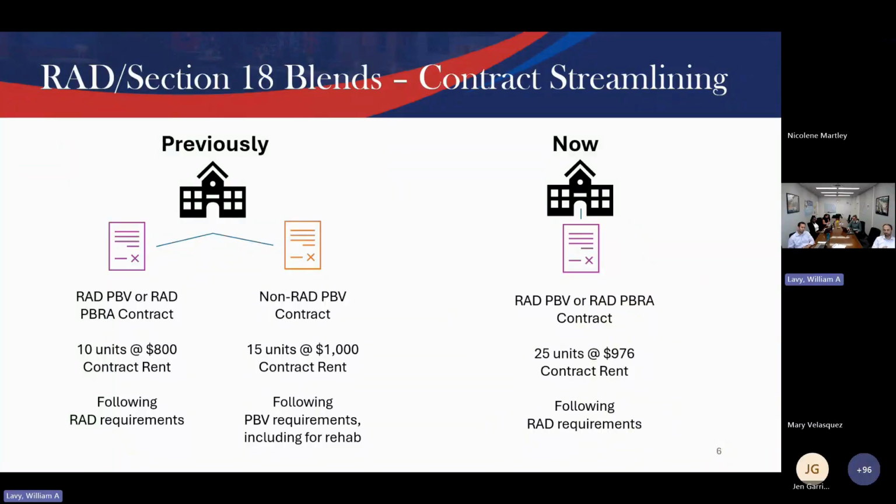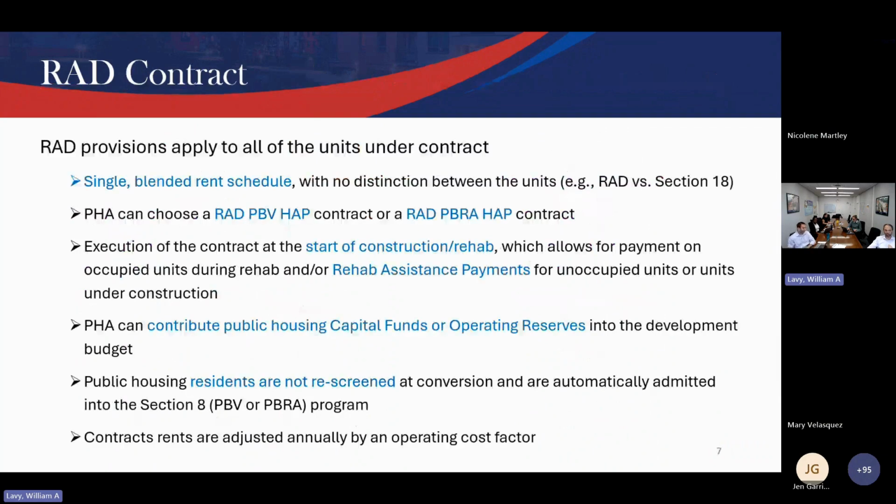Now, fortunately, we can put all of the units under a single contract, again, a project-based voucher contract or a project-based rental assistance contract, and come up with a single blended rent schedule. And all of the units and the residents of the units follow a single set of requirements. And we'll walk through that right now. The RAD provisions apply. You've got a single blended rent schedule. There's no distinction made between the units. They're all under the same HAP contract.